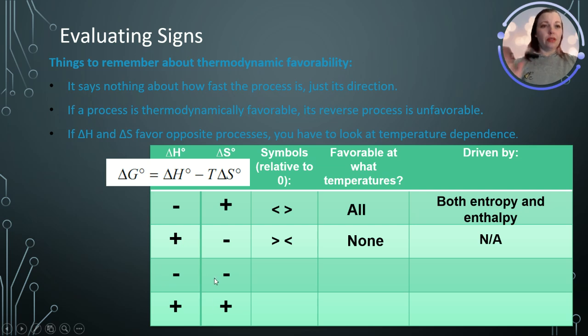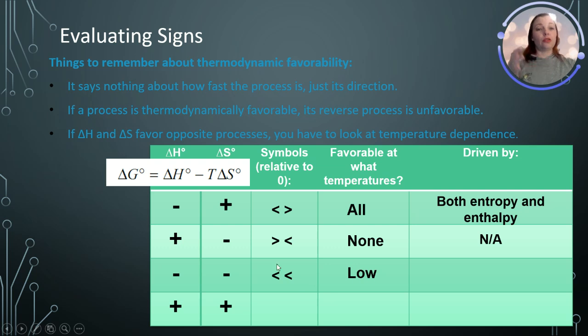So here's the little memory aid. So your enthalpy is negative, which means it is less than 0. And your entropy is negative, which means it is also less than 0. So if we think about this as our number line, it is pointing that way, which is lower values of temperature. And so this is favorable at low temperatures.